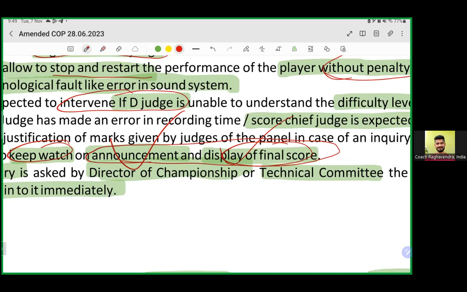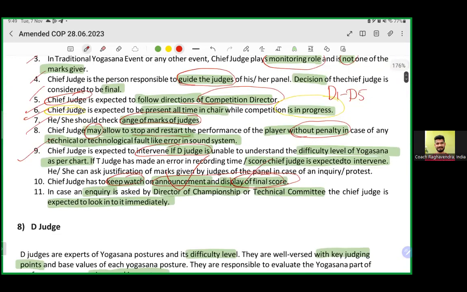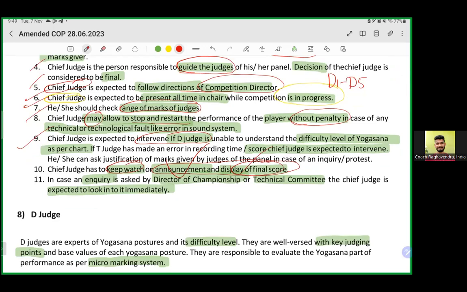He needs to observe whether the marks are being properly entered or not. It doesn't mean go and look into the score sheets of the other judges. It means checking whether there is any huge difference, whether it is not matching with the performance given by the athlete. Need to observe all these things. And in case of an inquiry asked by the director of that particular championship or the technical committee, the chief judge is expected to look into that inquiry immediately, because an inquiry raised by them is very important. They always expect a smooth running of the competitions, and unless it is urgent, they don't intervene. So when they inquire, we have to respond to them immediately.